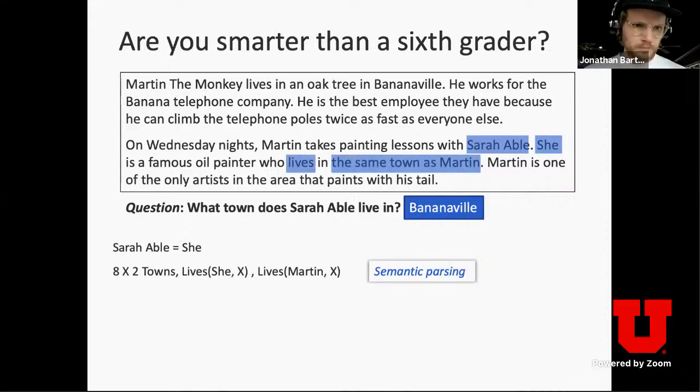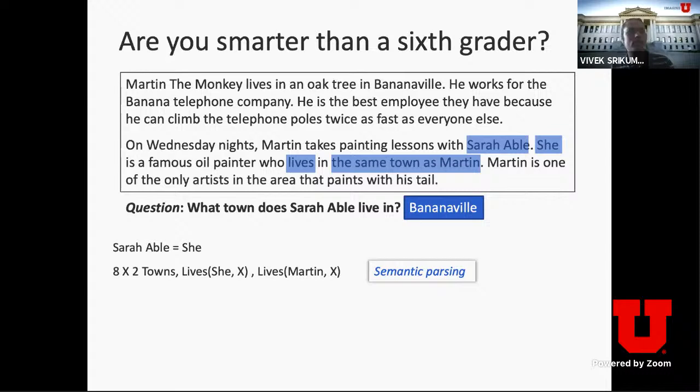After doing that, okay, the math is going to fail because I switched PowerPoint versions, and of course that ruins things. This is just supposed to say, for every X that's a town, the town that she lives in is the same as the town that Martin lives in. That's what this sentence tells us. I'm going to elide over the ridiculous formatting, but this idea of taking a sentence and converting it into some sort of a logical form is called semantic parsing.